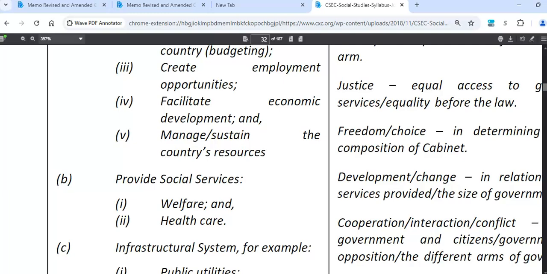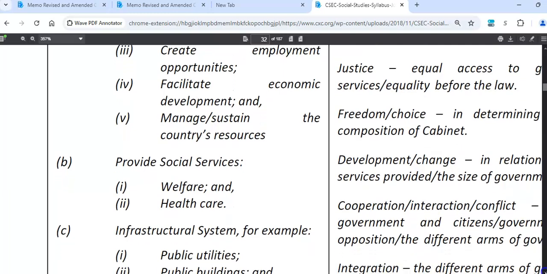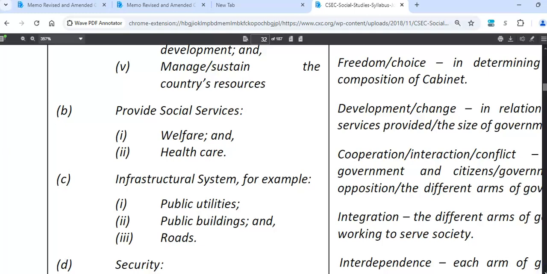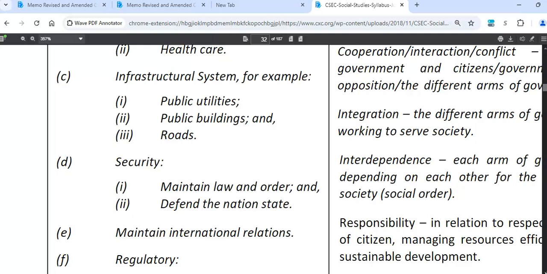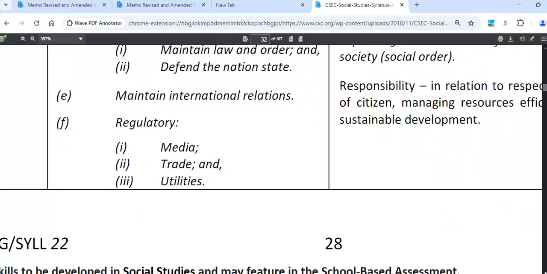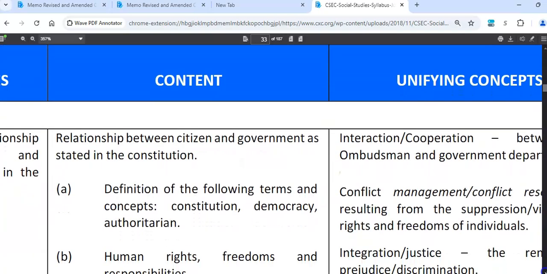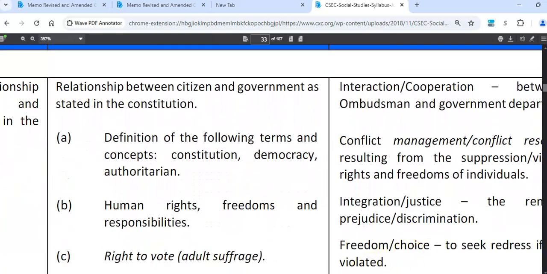It is another function of the government to manage and sustain the country's resources. Now, you can also look at the functions of government from social services. It is a function of the government to provide welfare and health care for citizens. It is a function of the government to ensure that public utilities, public buildings, and roads are properly maintained. It is a function of the government to maintain law and order and defend the nation. It is the function of the government to maintain international relations with other countries. So there are many functions of the government that you could write about. And we're going down nicely.